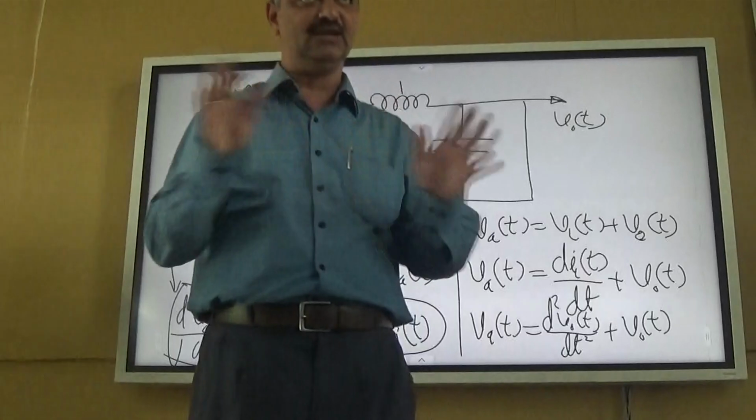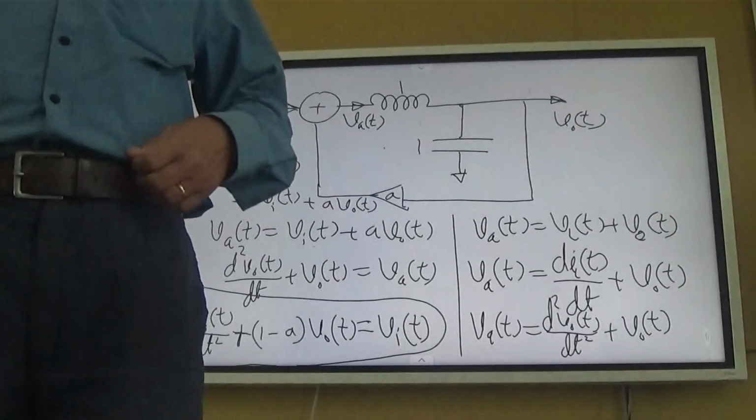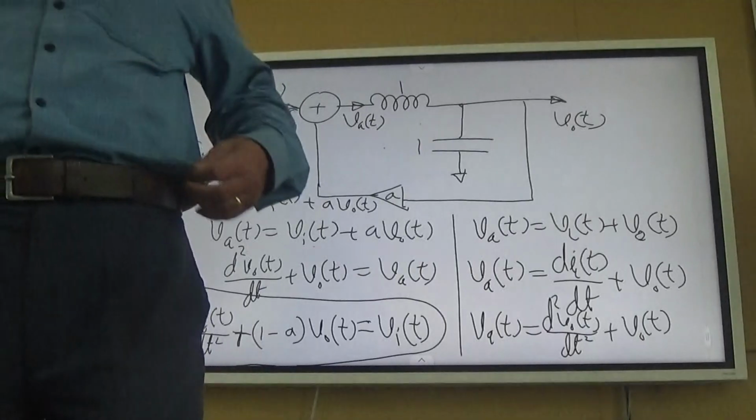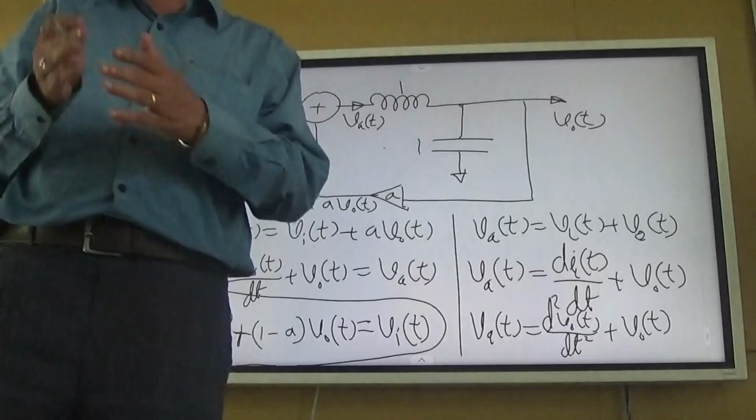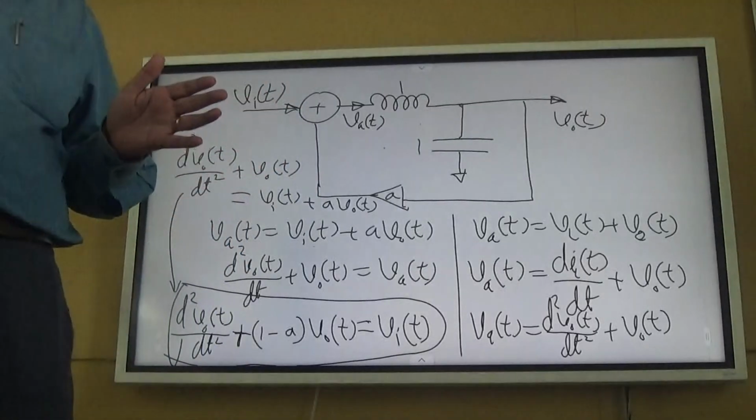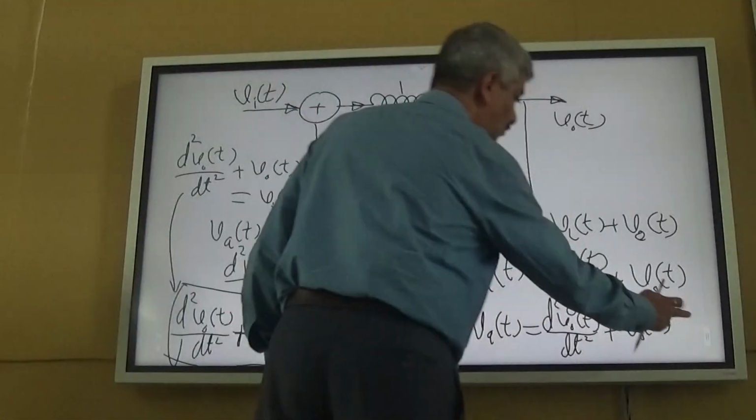So differential equations for any circuit, which consists not only of R, L and C but also R, L, C with multiplier and adder resulting in active circuits, are over now. Okay. So now we start.